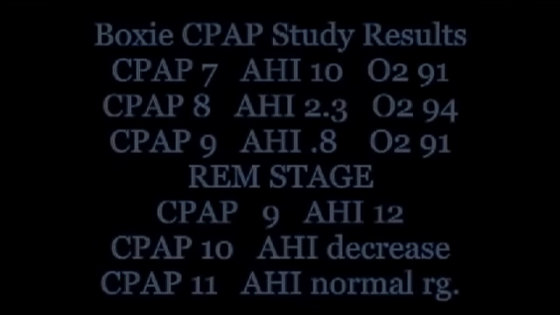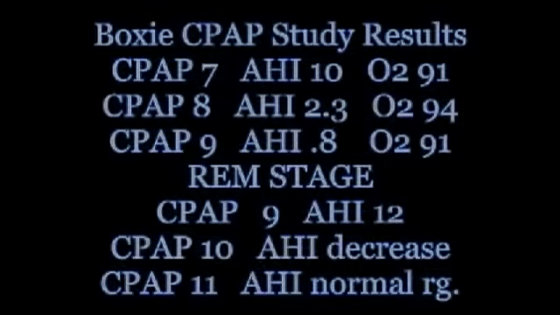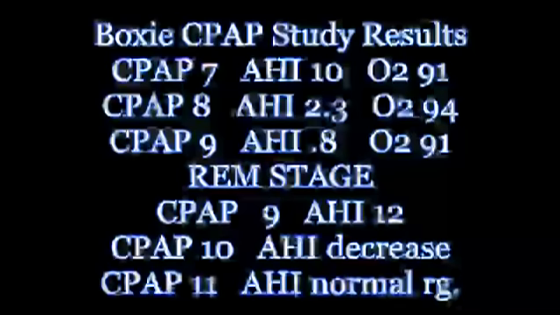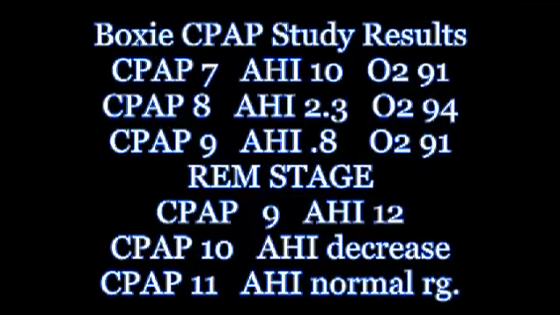Second scenario for Boxy using an AutoPAP machine. Say Boxy was sleeping just fine again on CPAP of 7 on his back. So we're going back to the original numbers with Boxy. He's on a CPAP of 7. His AHI is 10. His oxygen level is at 91. On a CPAP of 8, his AHI is 2.3. His oxygen levels are 94. And on a CPAP of 9, his AHI is 0.8, but his oxygen levels are at 91 now.